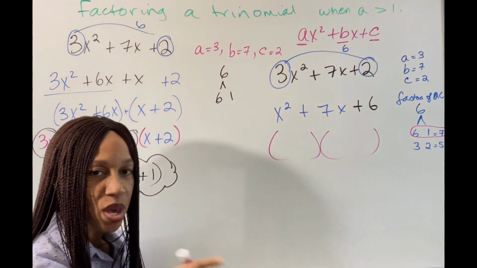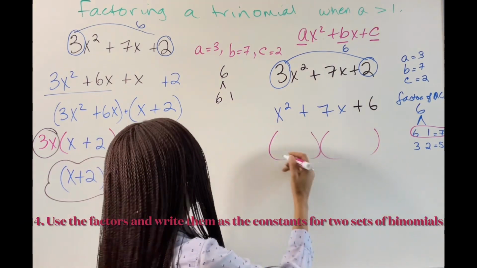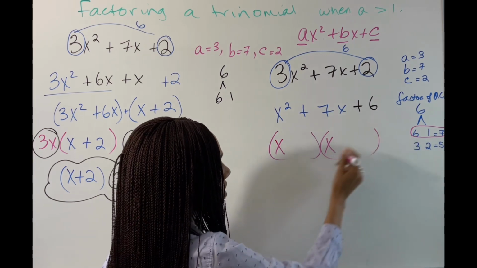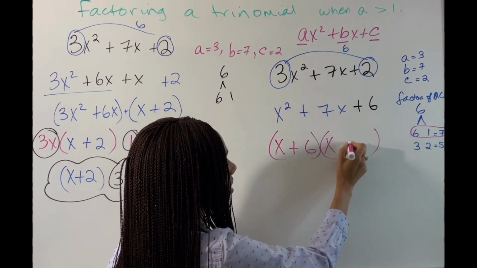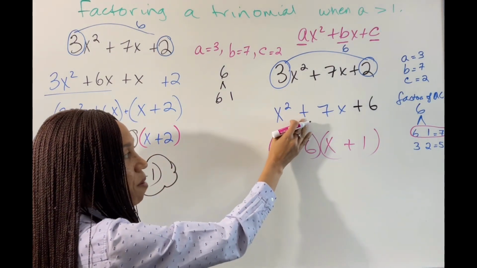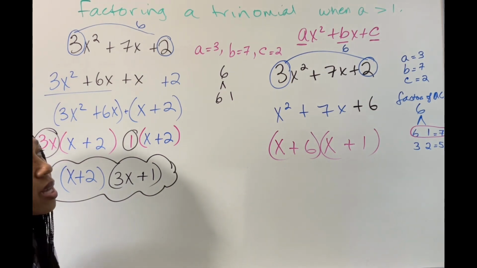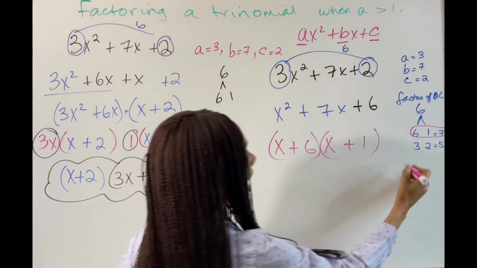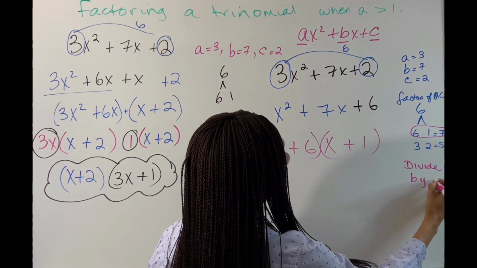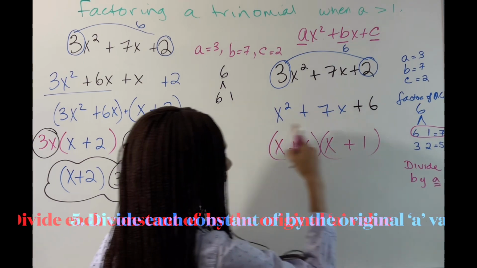What we are going to do now, we are going to write our factors, because now a is equal to 1. So we're going to have an x here and an x here, and we're going to use the 6 and the 1. So this is going to be plus 6. This is going to be plus 1. It's positive because our variable in front of here is positive. Now what we need to do next, we are going to divide by our original a value. Divide by our a.